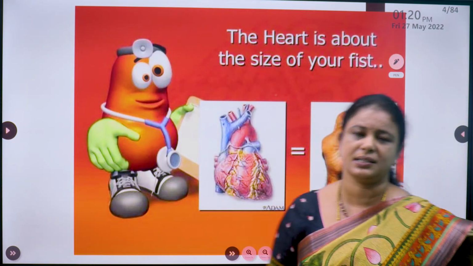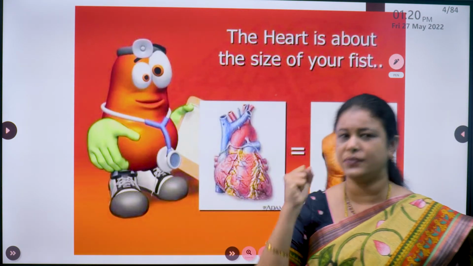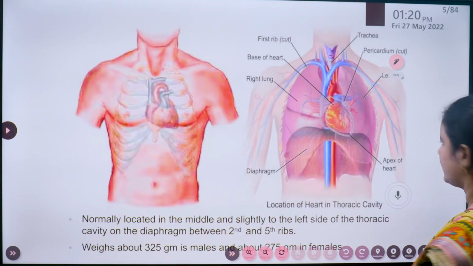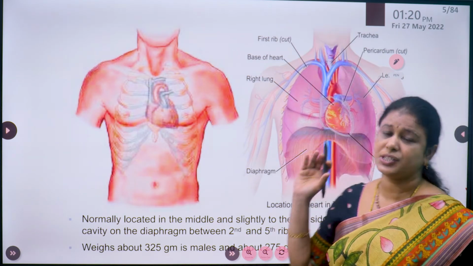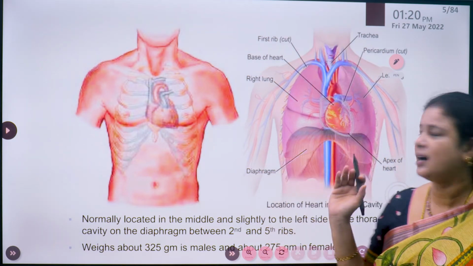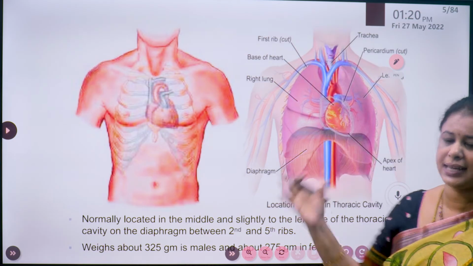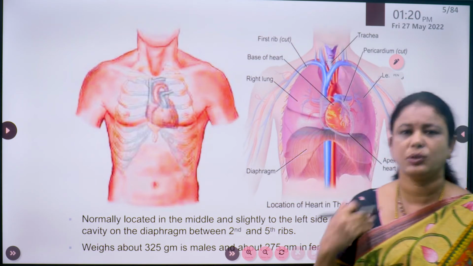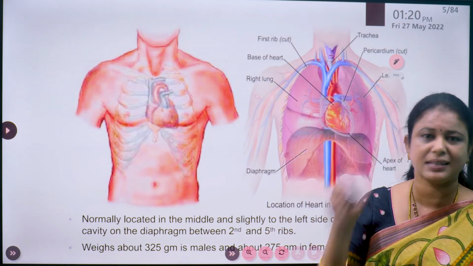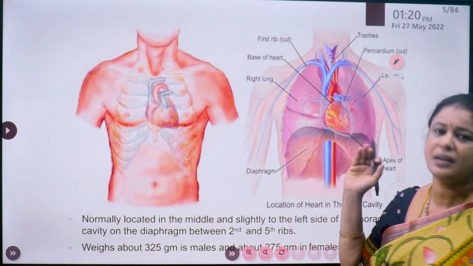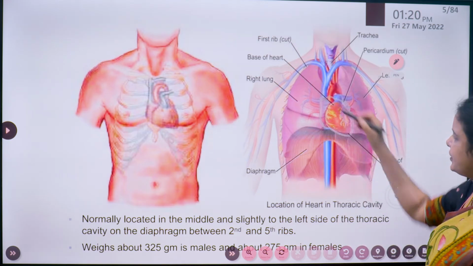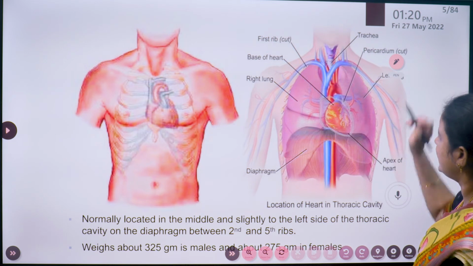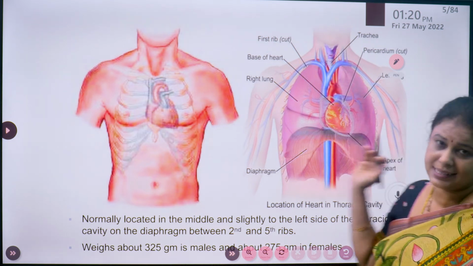Now, the size of the heart will be like an individual's own fist. The heart is situated in the thoracic cavity between the lungs, within the mediastinum and towards the left. The heart has a base and an apex.